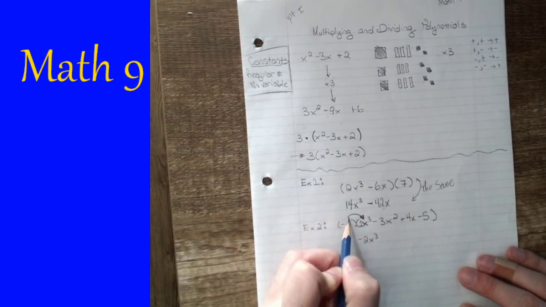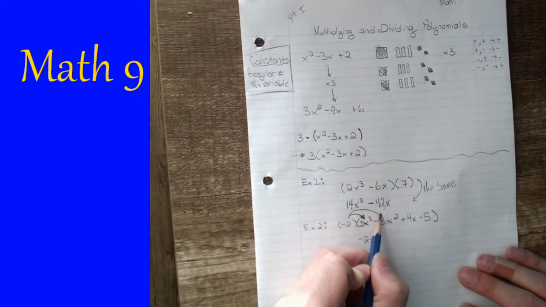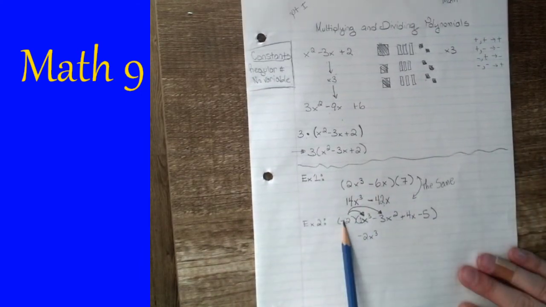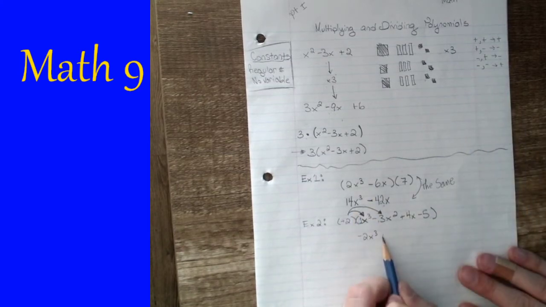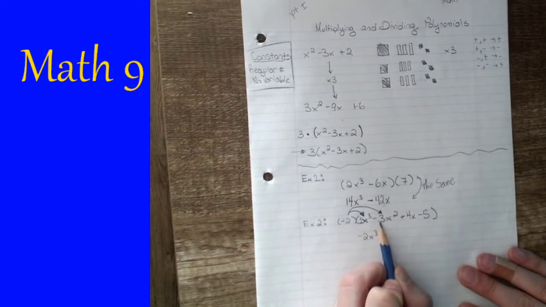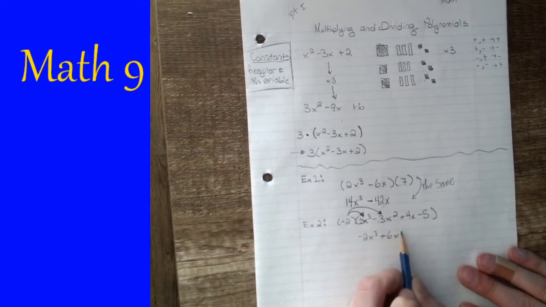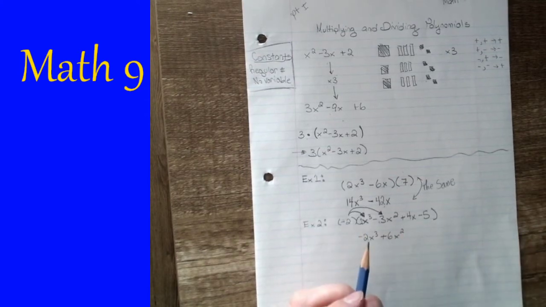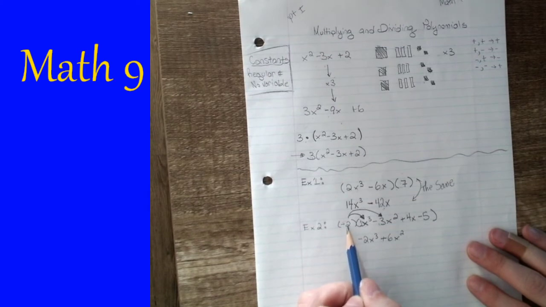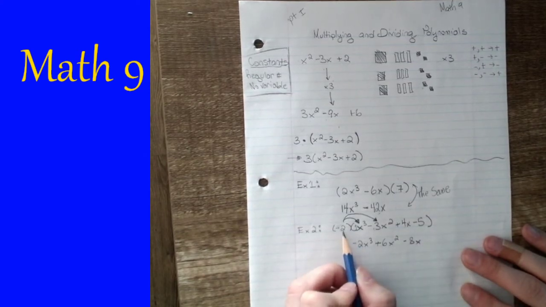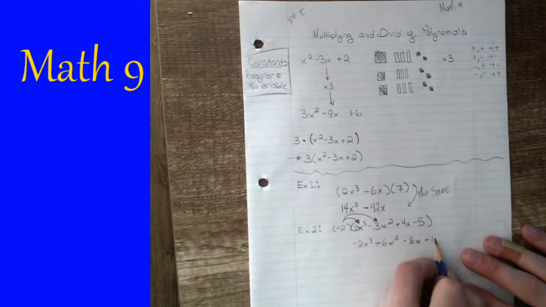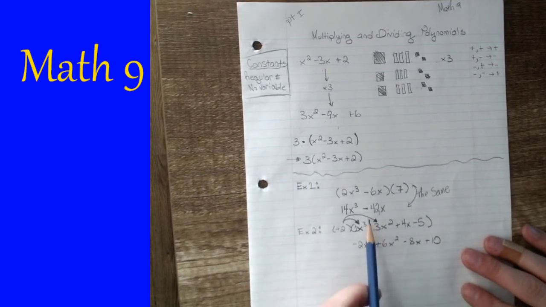And I'm going to do negative 2 multiplied by negative 3x squared. Well, that's a negative multiplied by a negative, which gives me a positive number. So positive, what's 2 times 3? That's 6. And it's an x squared term. Okay. Next up would be negative 2 times positive 4x, which would be negative 8x. And next I have negative 2 times negative 5, which is positive 10, because of that negative multiplied by another negative.